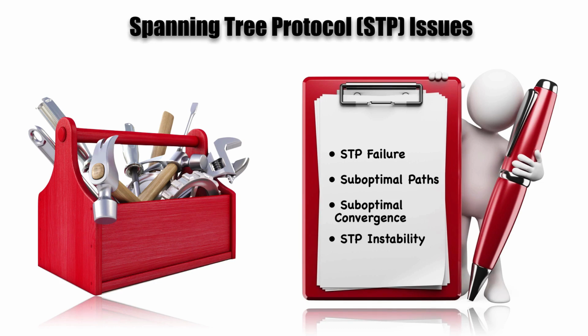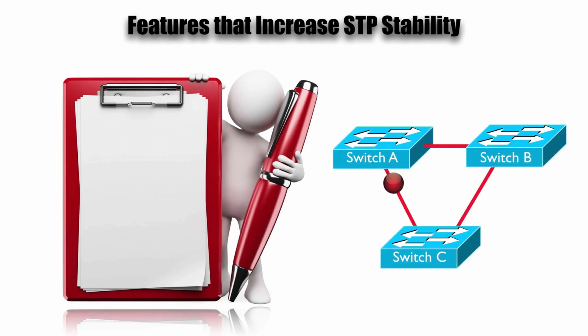Suddenly we have a suboptimal path again. What features do we have that can help increase the stability? Let's take a look. And these features can be useful on rapid spanning tree protocol as well. We mentioned a couple of the other features, uplink fast and backbone fast, we didn't really need them for rapid spanning tree protocol. These we can use with rapid spanning tree protocol.